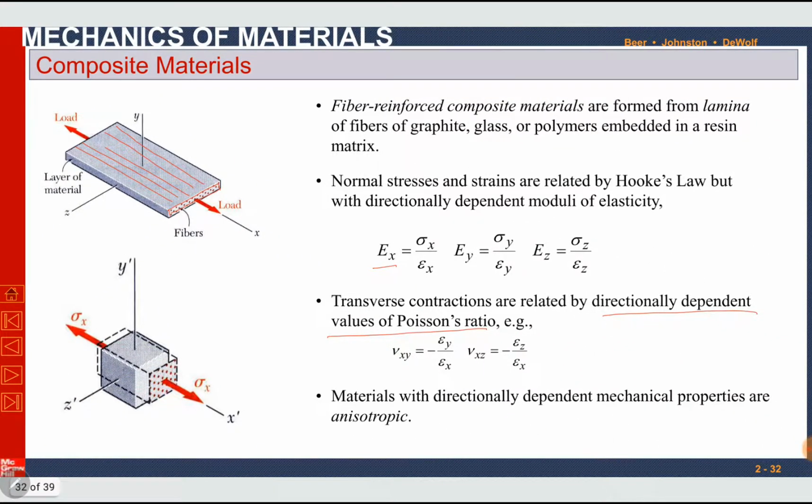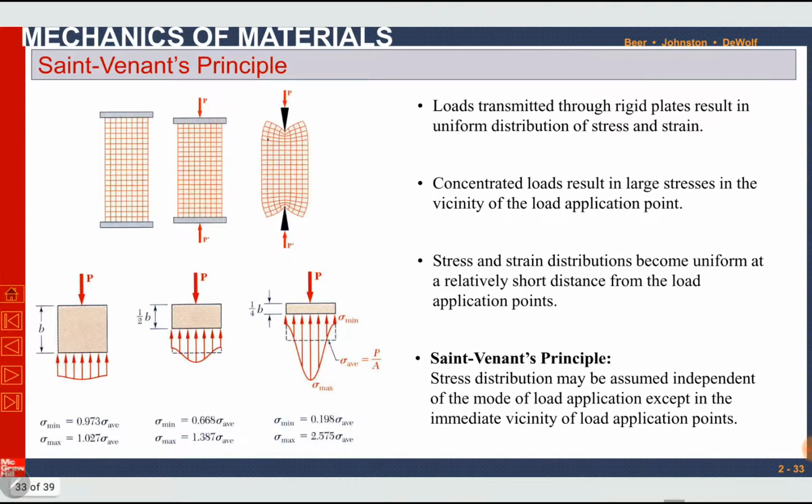Materials with directionally dependent mechanical properties are anisotropic. Since composite materials have directionally dependent properties, E and nu are different in different directions. Such materials are called anisotropic. This is the definition of an anisotropic material: to have different mechanical properties in different directions. Okay, our next topic, a very important one, is Saint-Venant's principle.